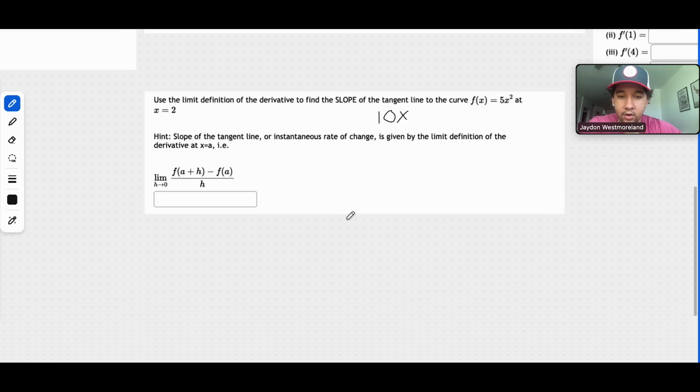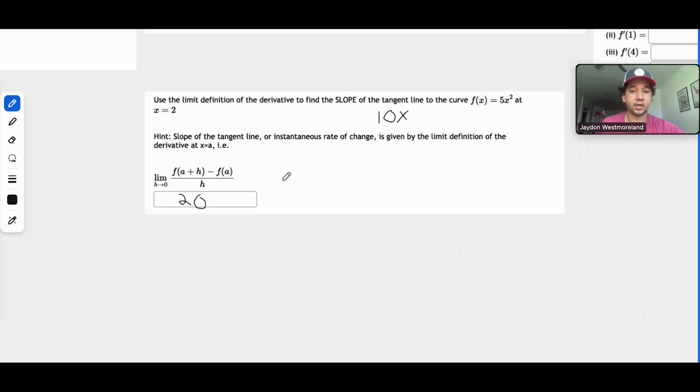And then from here, I'm going to plug in 2. So my slope here is 20. And that's it. Simple as that, right? I just did this whole question in 2 seconds.